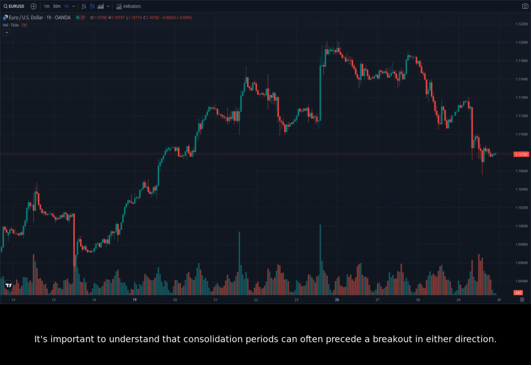It's important to understand that consolidation periods can often precede a breakout in either direction. Traders need to closely watch the price action during consolidation phases to anticipate the next move. In this case, the consolidation could lead to a breakdown based on the current downward trend. Let's zoom in on the last 24 hours of the 1-hour chart, as this might provide valuable insights.